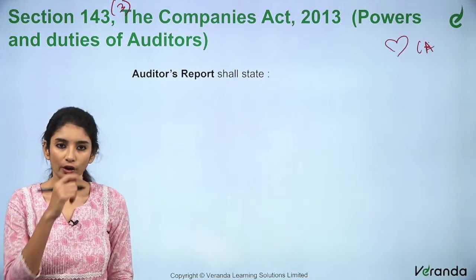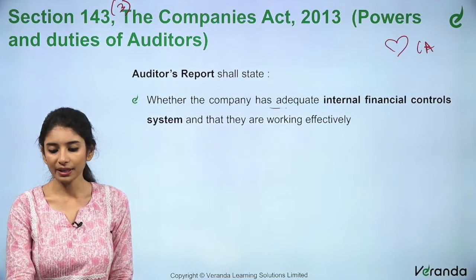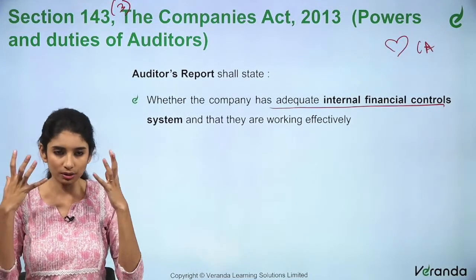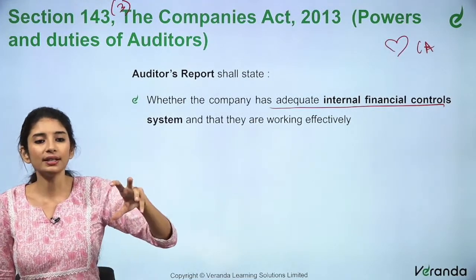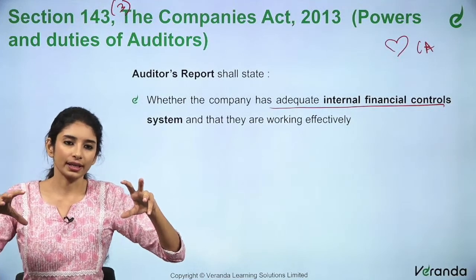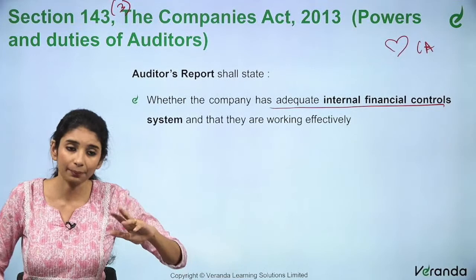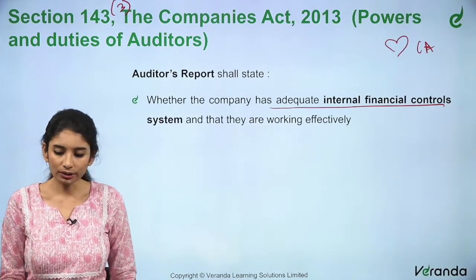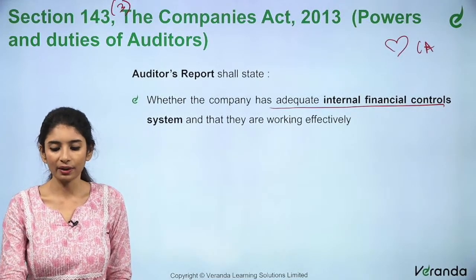Okay? 143, auditor. Now, auditor's report shall state whether the company has adequate internal financial controls. So actually 134 and 143 talk about internal financial controls. One is that management is saying it, the other one is that auditor is saying it. Okay, one is director saying it through the director's responsibility statement, the other one auditor is saying it through his auditor's report. Clear? Talks about adequacy of internal financial controls and that they are same points.